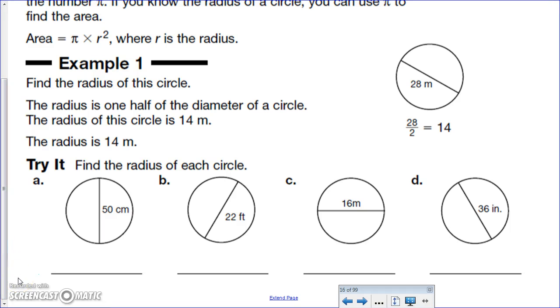For the triad, we just need to find the radius of each circle. So for A, we have a diameter of 50 centimeters, so half of that will be 25 centimeters. For B, we have a diameter of 22 feet, so half of that will be 11 feet. For C, the diameter is 16 meters, so we know half of that is 8 meters. Finally, for D, the diameter is 36 inches, and we know half of that is 18.